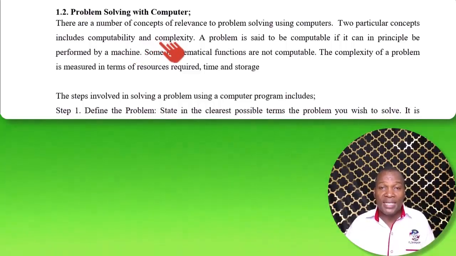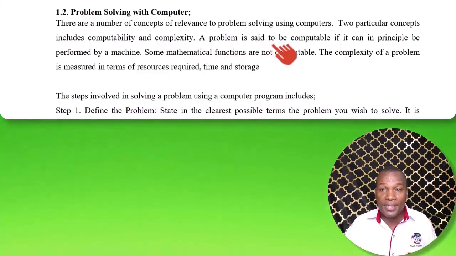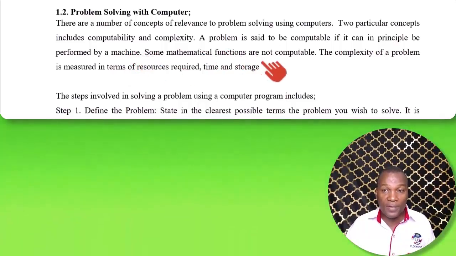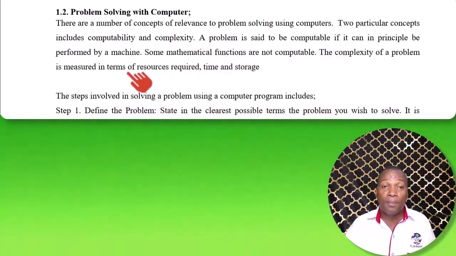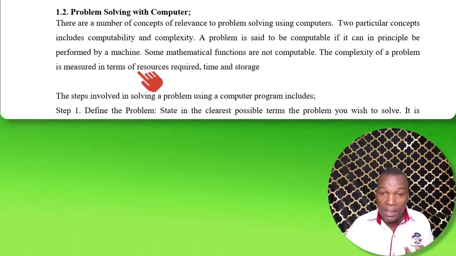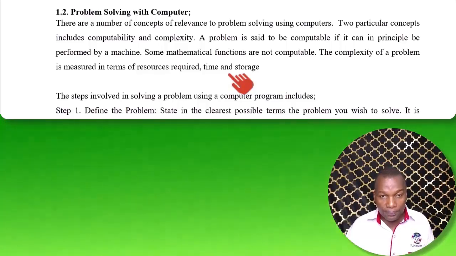Then the nature of the problem: is it within the manageable resources of the computer? A problem is said to be computable if it can, in principle, be performed by a machine, and some mathematical functions are not computable. The complexity of a problem is measured in terms of resources required, time and storage. In other words, we are looking at the memory space of the machine, the processing speed, the time you take, and how you store it.